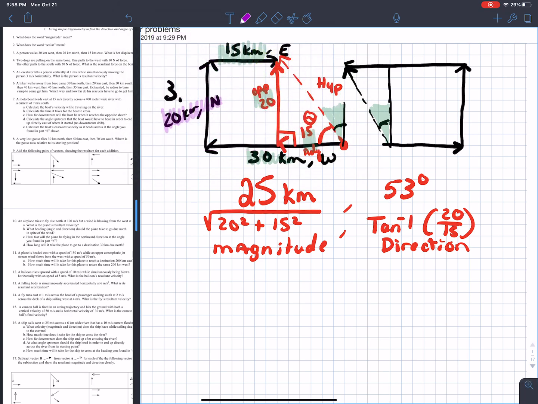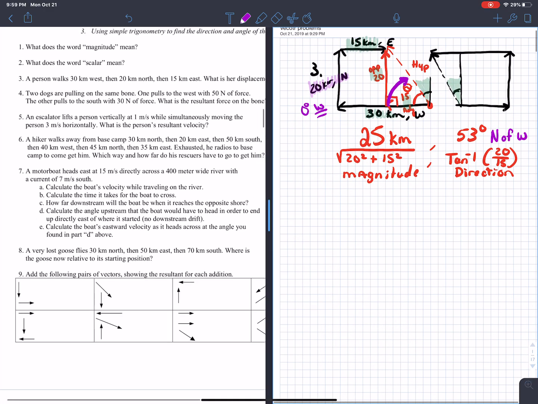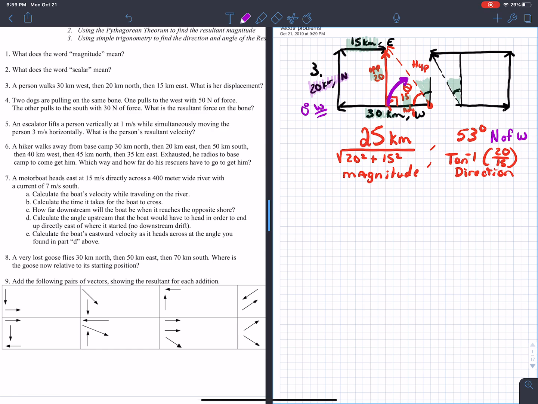Well, if this is due west, if that's 0 degrees west, I need to go off of west towards the north by 53 degrees before I can get to that red dashed resultant vector. So that means I would have to go 53 degrees north of west before I would get to it. All right. Now that's one example of a diagram that you're going to have to be able to draw out. And it's just a matter of you sketching the stuff out and then filling in your stuff.